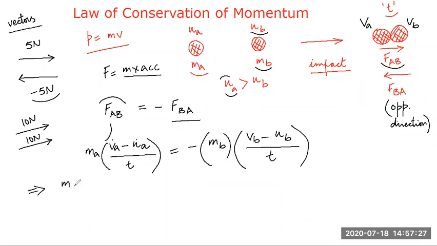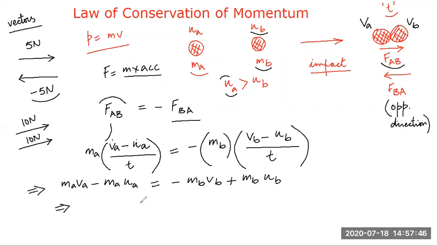mAvA minus mAuA is equal to minus mBvB minus into minus plus mBuB. Am I right, students?